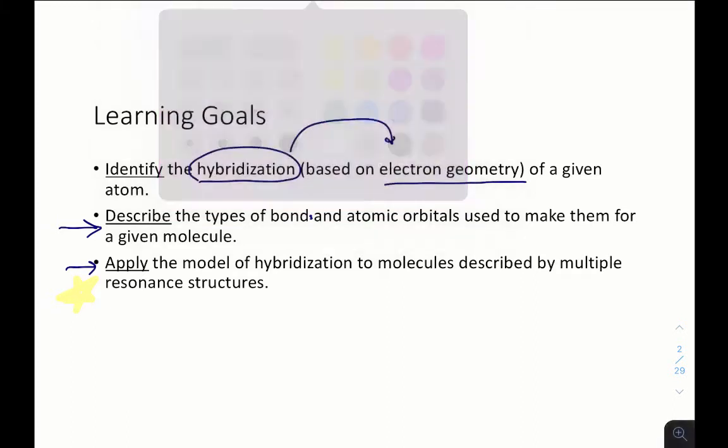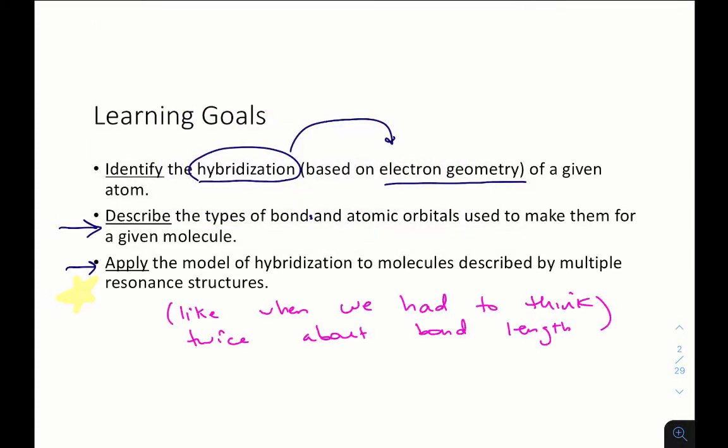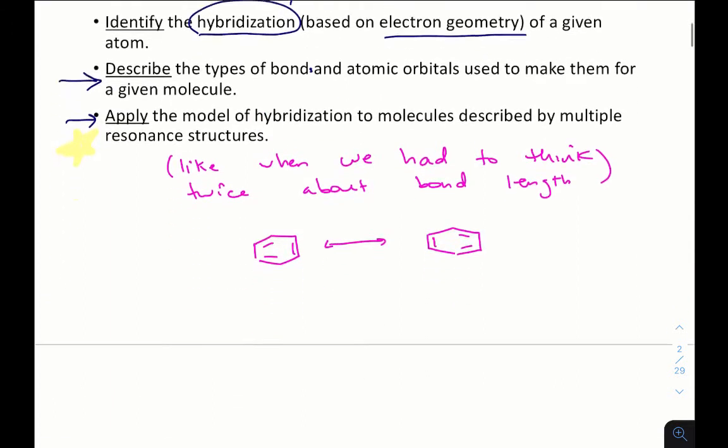You can think about this as similar to when I asked you to predict the bond lengths in benzene, and we had to consider the fact that benzene is represented by two equivalent resonance structures before predicting those bond lengths. So we'll apply that same idea to assigning hybridization. Let's get started.